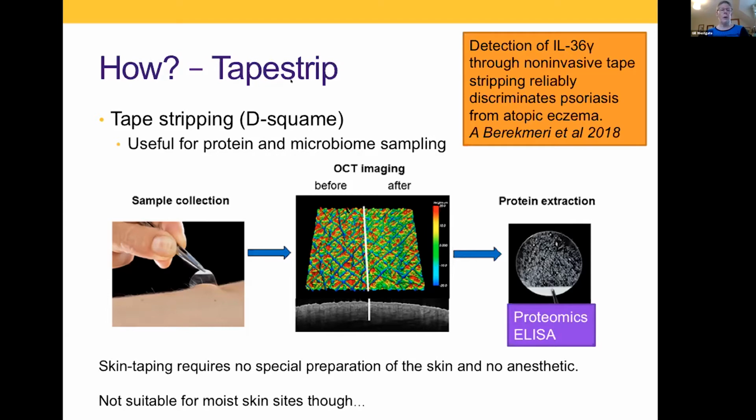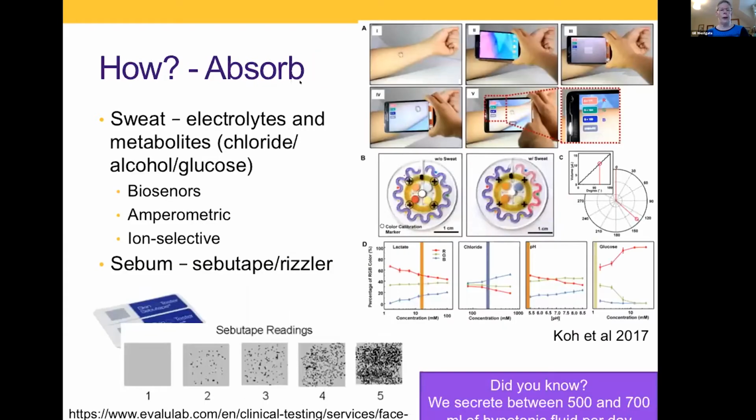And another one is where you absorb your analytes of interest into a material, and there's various things that you can do. So you can use, for instance, if you're sampling sweat, you can measure electrolytes and metabolites, and then you can use different types of sensors to do this. Biosensors, which detect a particular material, or amperometric, which detects change in the current, and then ion selective, which could detect, say, just the chloride ion.